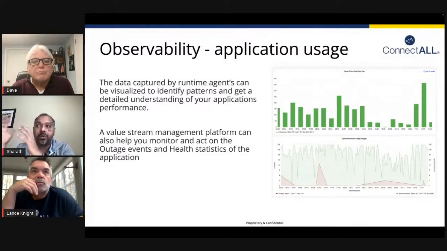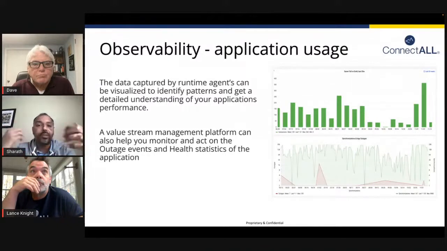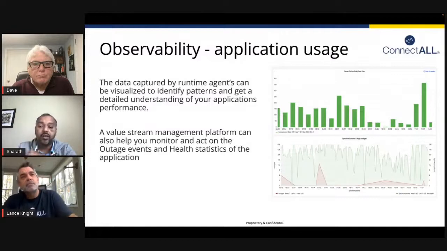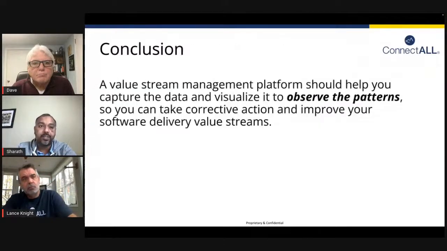Once you deploy your product into production, you should be able to capture the user behavior. You should be able to capture the health events, outage events, right? You should be able to capture the impact of the features that you have delivered, which will actually close the gap with your OKRs initiatives and redefine your goals and strategies in your organization.